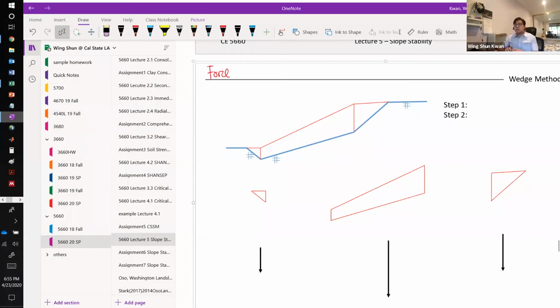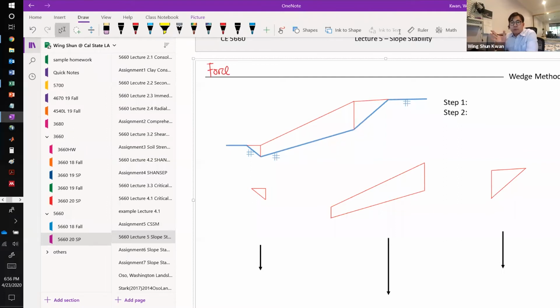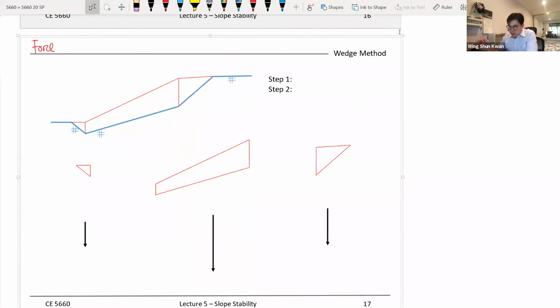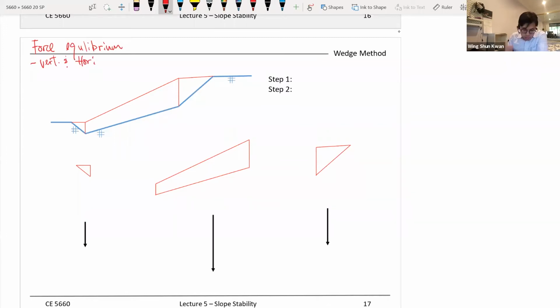Okay, I'm back. Anyways, this method uses force equilibrium. They try to fulfill both vertical and horizontal directions. It works for the long circular and infinite slope.